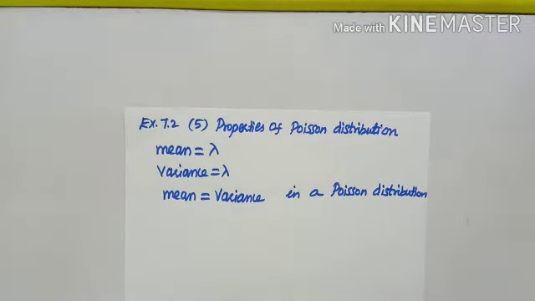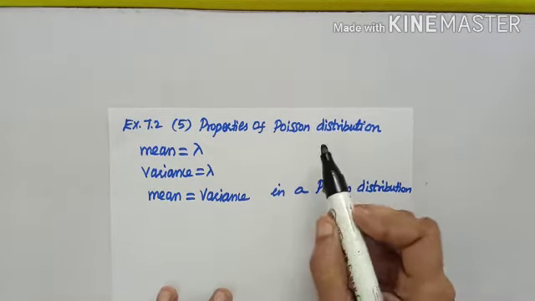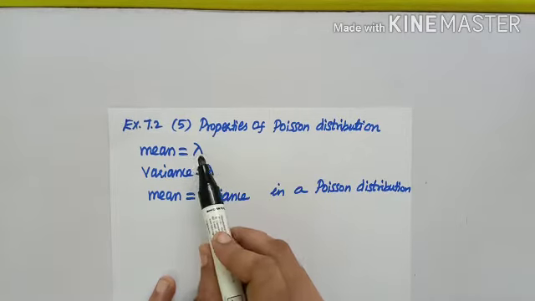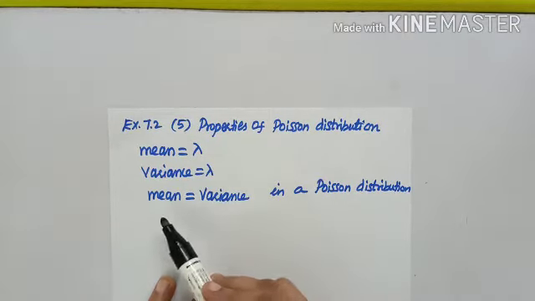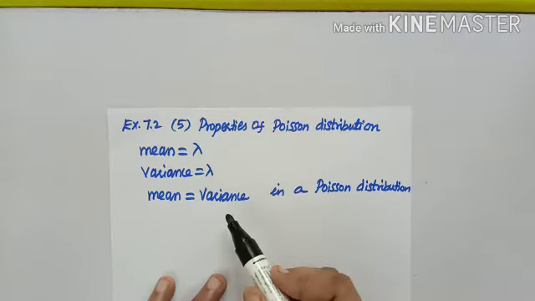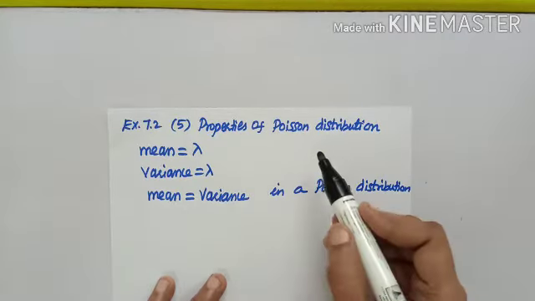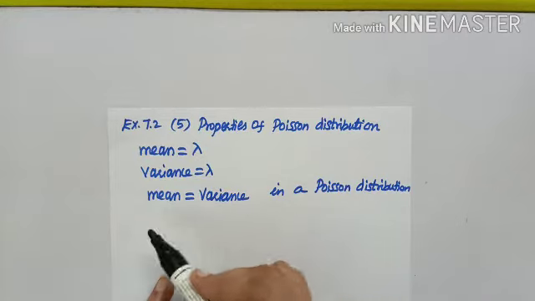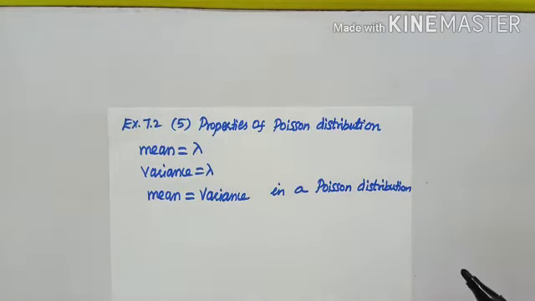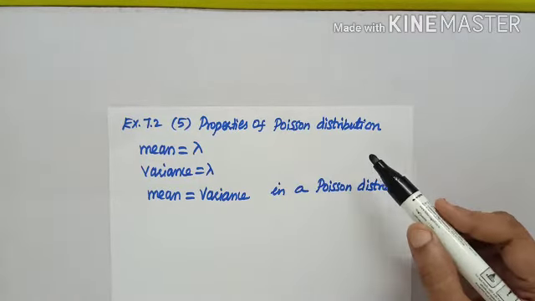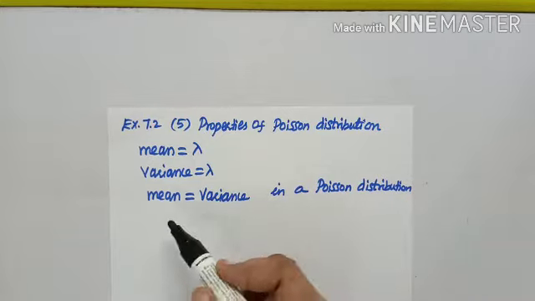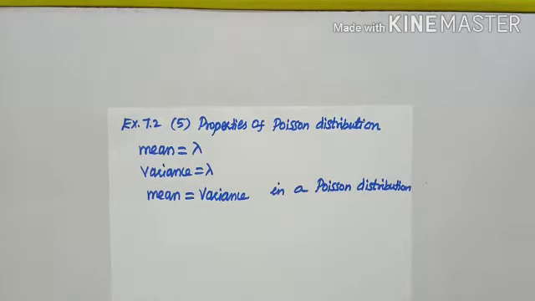Question number 5, exercise 7.2, properties of Poisson distribution. Easy to remember: mean is lambda, variance is lambda, both are equal. In binomial, variance is less than mean. In Poisson, mean and variance are equal. That is the most important property to remember. So in Poisson, the parameter is lambda, mean is lambda, variance is lambda, and both are equal.